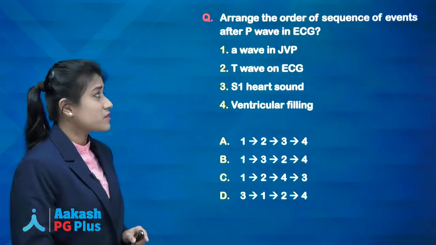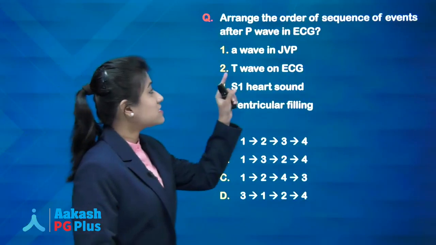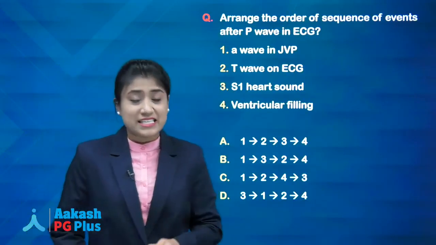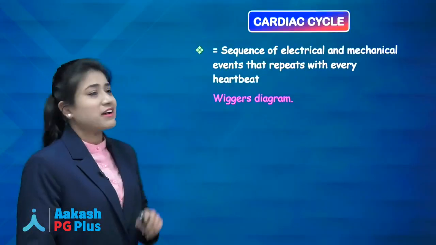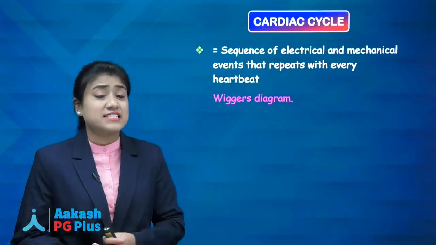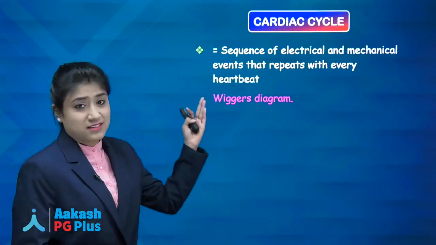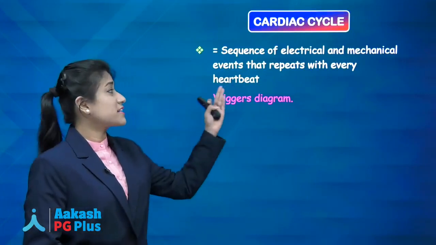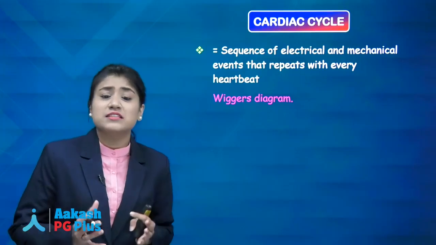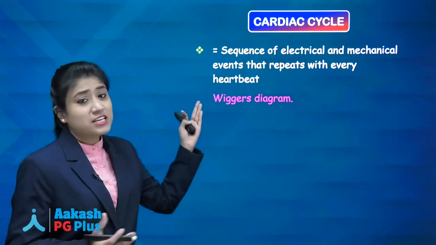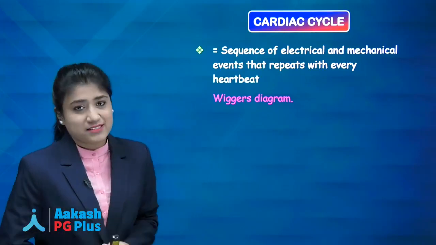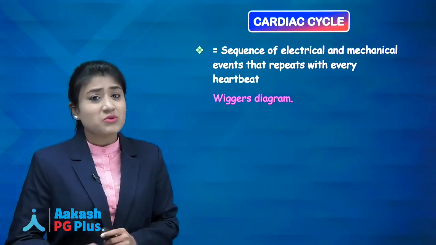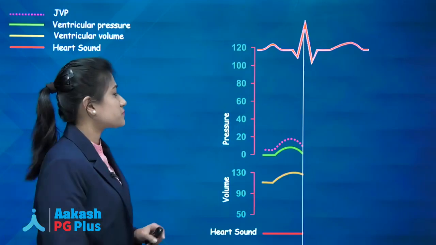Okay. So now starting with a question: arrange the order of sequence of events after the P wave in ECG. So first we will talk about the cardiac cycle. What is the cardiac cycle? It is a sequence of events of what? Electrical and mechanical. That is, the sequence of electrical and mechanical events is nothing but your cardiac cycle, which repeats with every heartbeat, and it is well understood with the help of the Wiggers diagram. So now let's have a look at the Wiggers diagram.